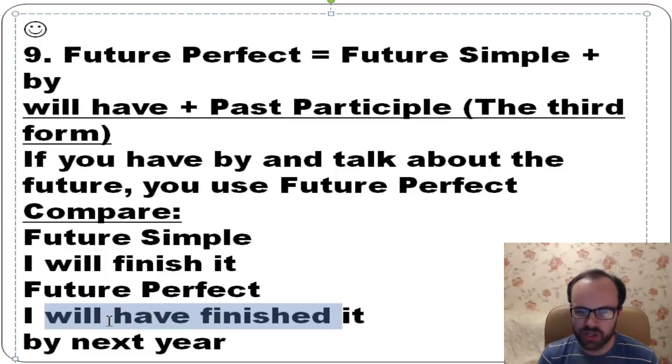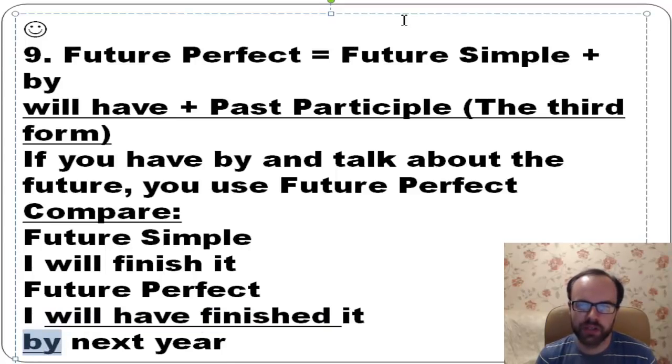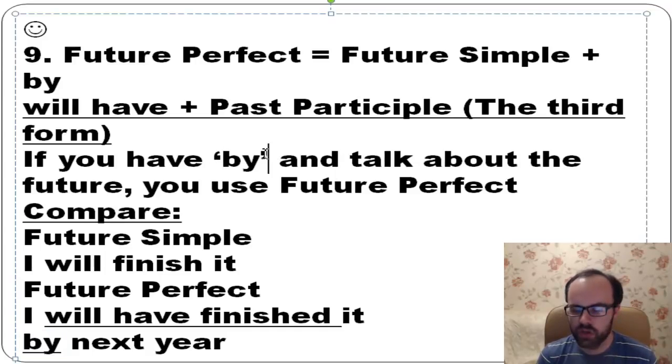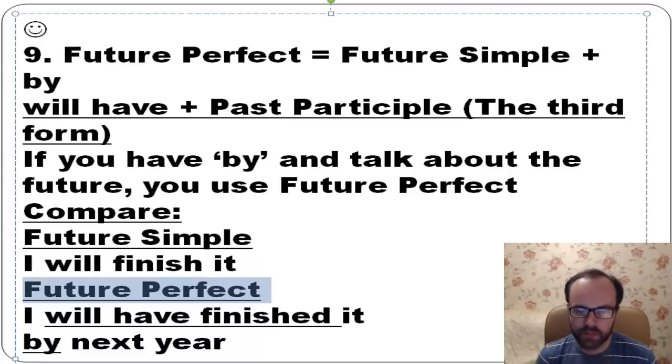You see, we'll have finished because we have "by." So future perfect is future simple plus "by." We'll have plus past participle, the third form. If you have "by" and talk about the future, you use future perfect. So future simple: I will finish it. Future perfect: I will have finished it by next year.